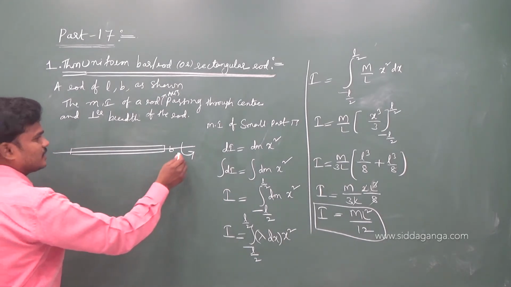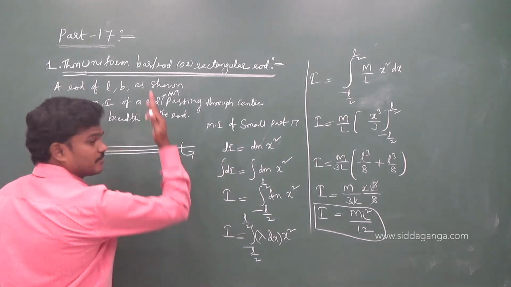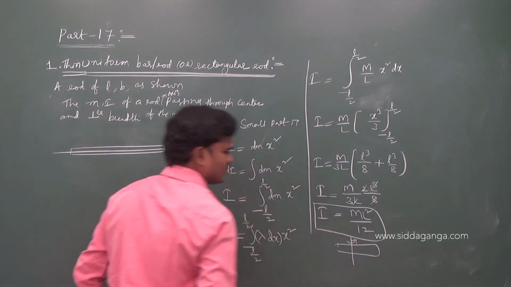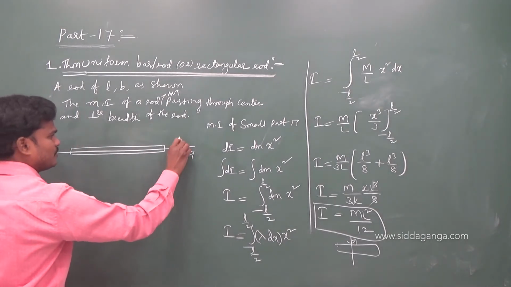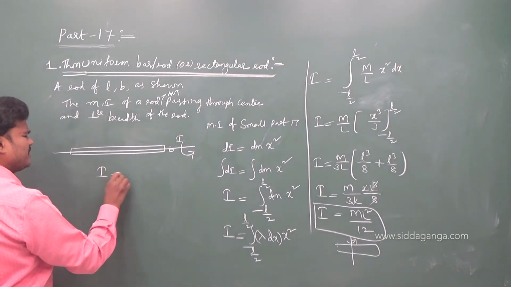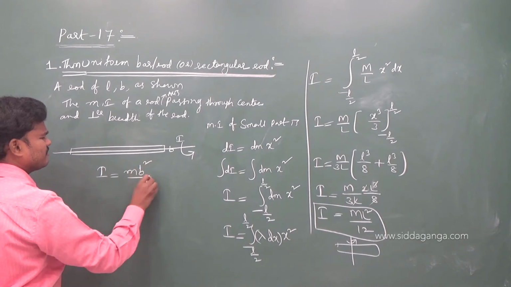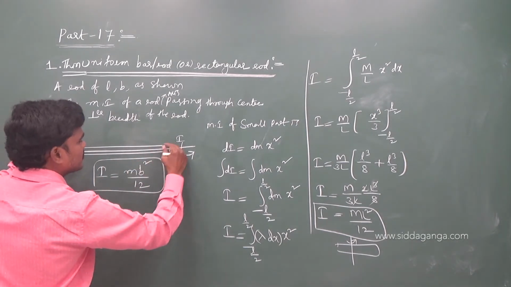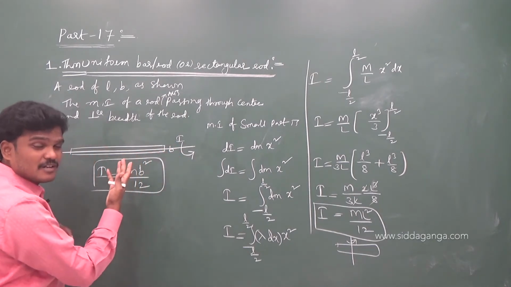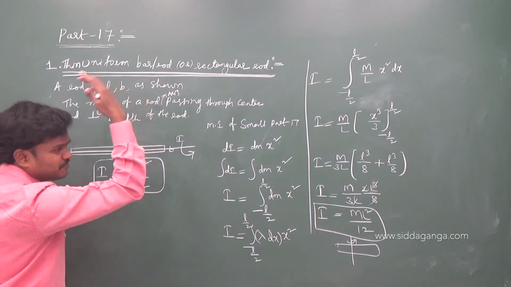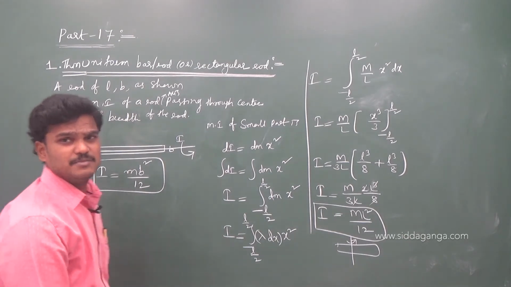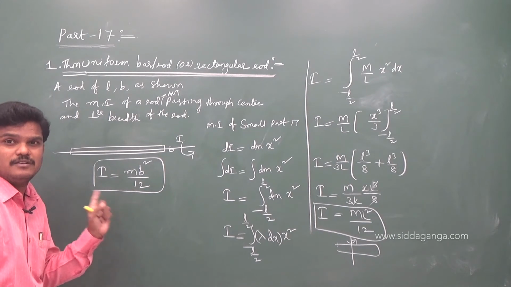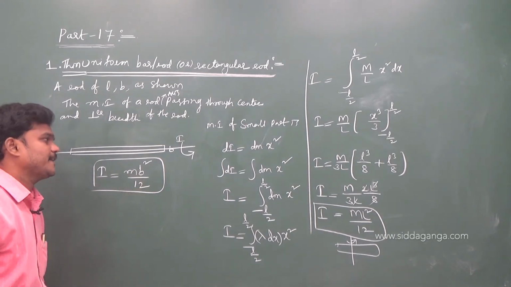So let me write. Anyhow, previous is perpendicular to the length. This is the formula for perpendicular to the length. Now in this direction, moment of inertia perpendicular to the breadth is, let me write directly, mb square by 12. Is it okay for you? You take a small element at a distance of x. Follow the same process by taking minus b by 2 to plus b by 2. You will get at the end mb square by 12. Keep in mind.